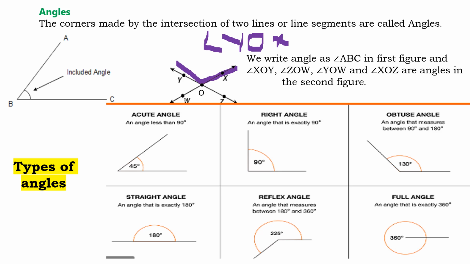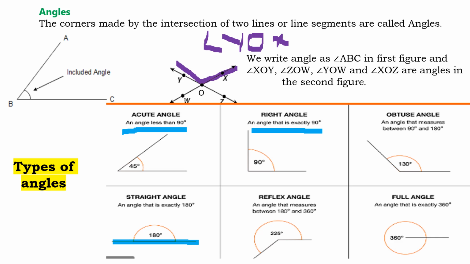Now we have various types of angles which we have already studied. Let us revise them. In a nutshell, acute angle. An acute angle is an angle which measures greater than 0 degree and less than 90 degree. Any angle between 0 and 90 will be an acute angle. A right angle always measures exactly 90 degree. An obtuse angle is an angle that measures between 90 degree and 180 degree. A straight angle is an angle whose measurement is exactly 180 degree only.